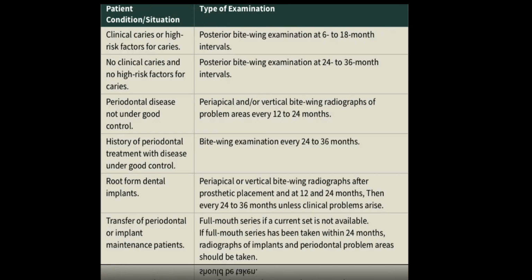So the interval and the protocol of when and how often do you take the radiographs depends on the periodontal status of the patient and if the patient is high risk or not a high risk for caries. And of course, if the patient is free from periodontal disease, the interval will be longer, but if the patient has history of periodontal disease and is not under control, then it has to be shortened.